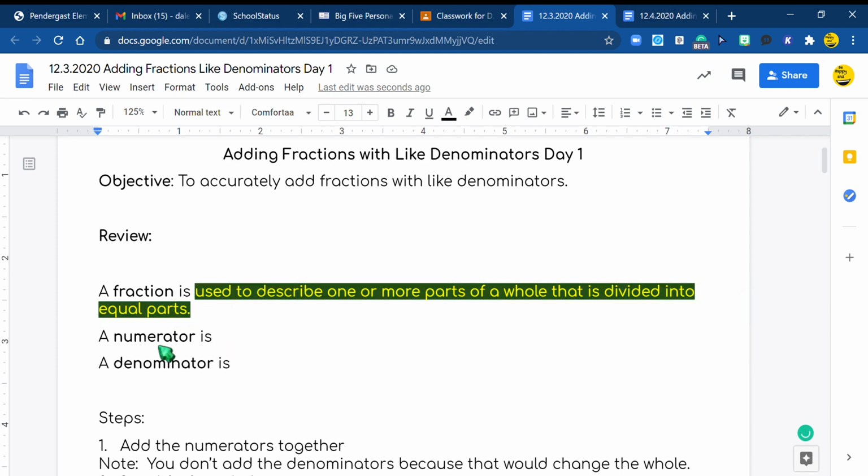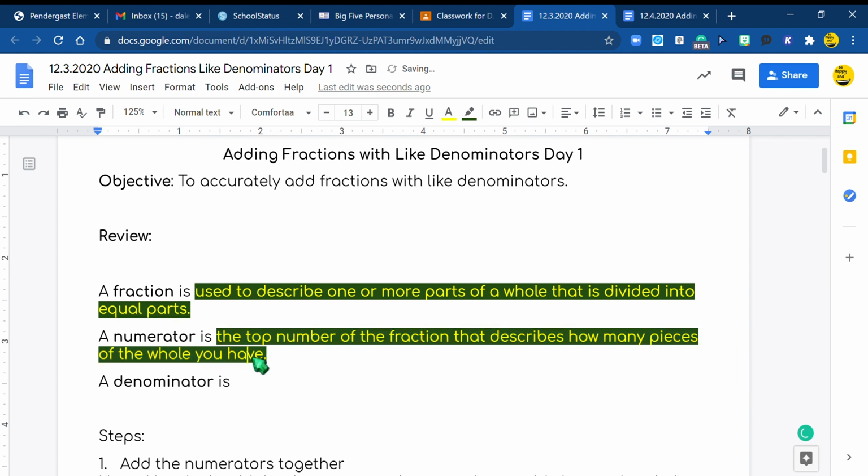What is a numerator, you guys? Yes, yes, yes. I'm so proud of you. You guys are right. It is the top number of the fraction that describes how many pieces of the whole you have. So what does that make our denominator, you guys?